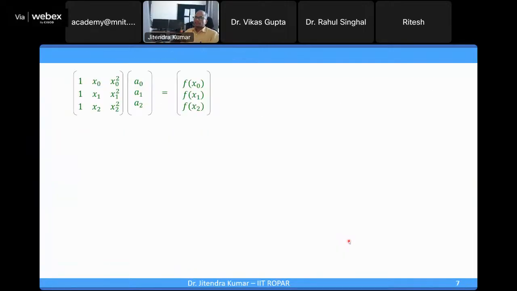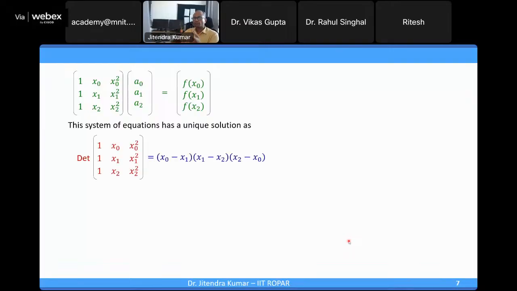Well, given this system of linear equations, one can easily show that this system of equations has a unique solution, because if you just see the determinant of this, which will be non-zero because these points are distinct points, and this determinant is non-zero, and therefore we can say that this has a unique solution. That means given 3 data points, you will get a quadratic polynomial, and that will be the unique polynomial.